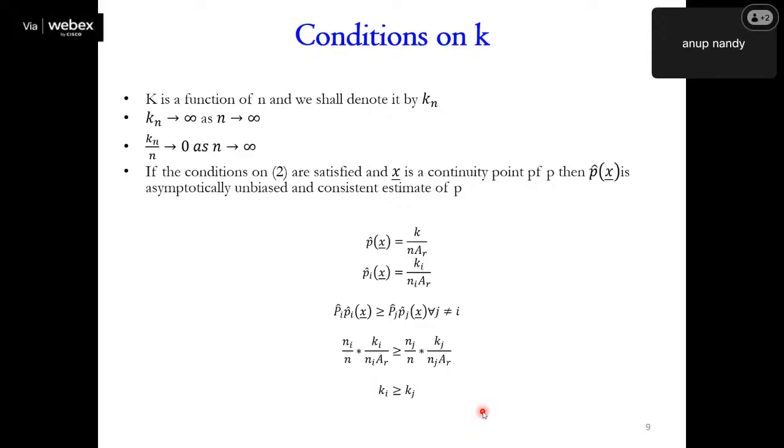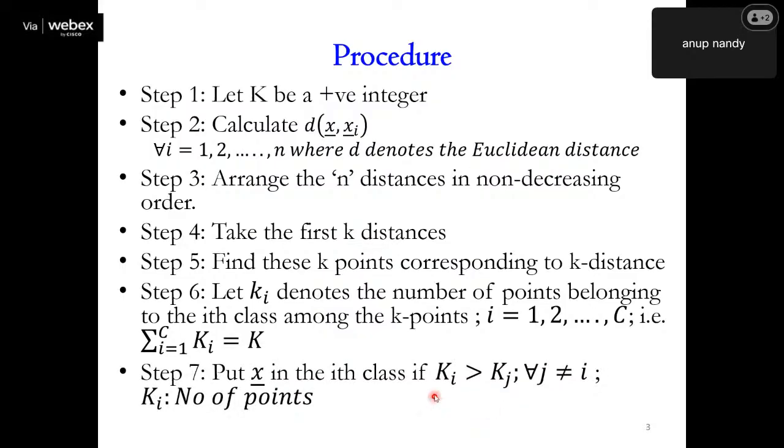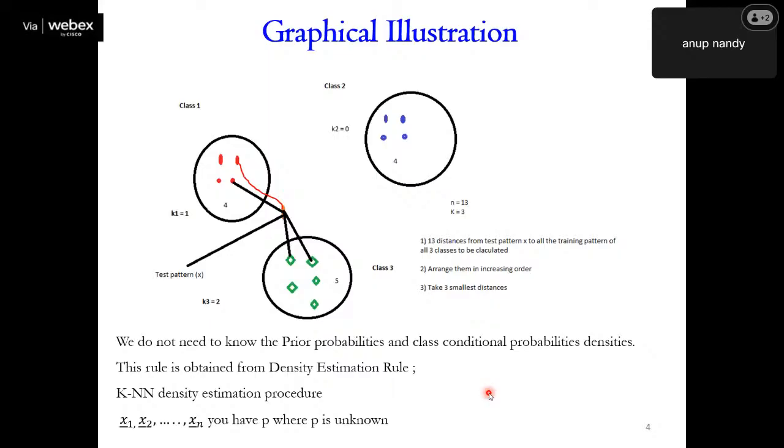Now what was our k nearest neighbor rule that you have already studied? This was my k nearest neighbor rule, ki is greater than or equal to kj. So you can establish a theoretical justification from this k nearest neighbor density estimation procedure. From the k nearest neighbor density estimation procedure, you can establish the k nearest neighbor decision rule. That was a very interesting mathematical concept, and this is the way you can prove it, the way that I was explaining to you.